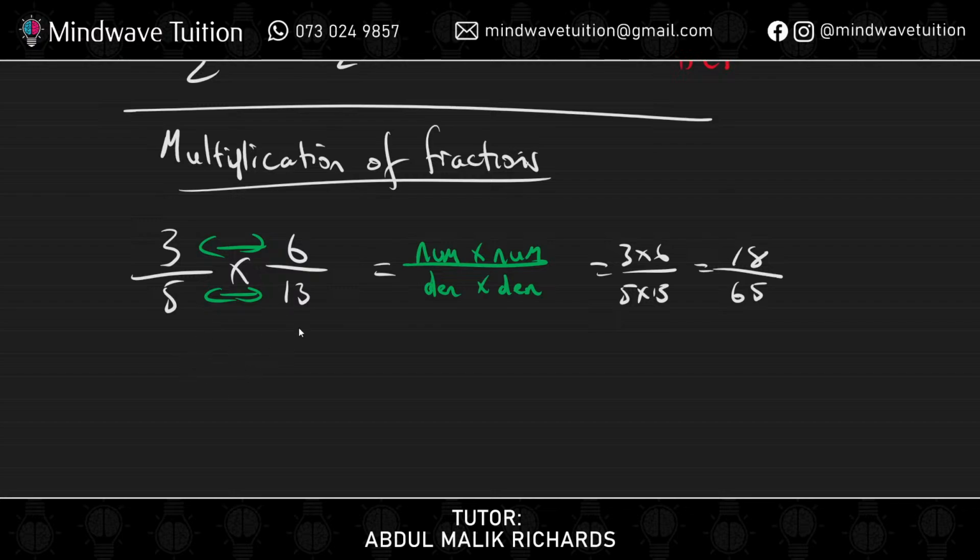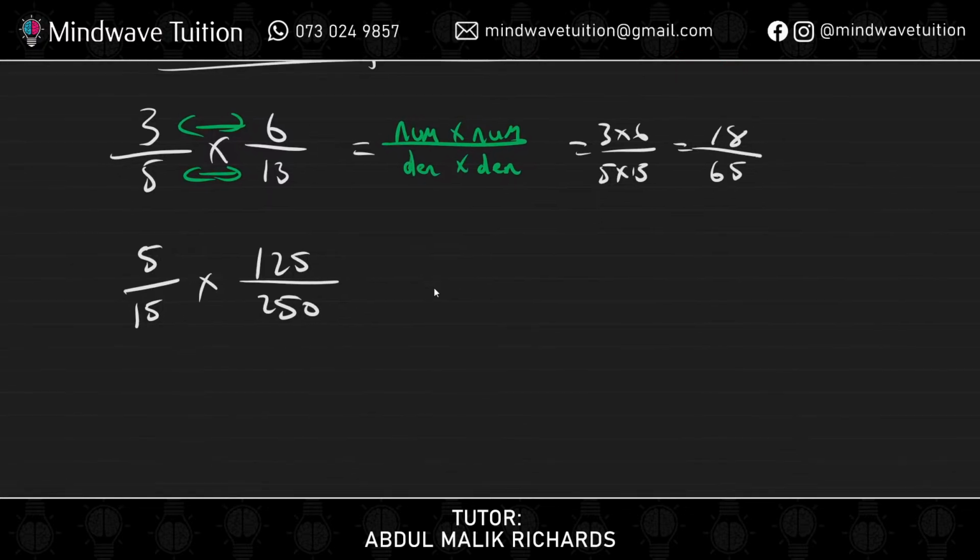Same thing over here though. If you have, let's say, 5 over 15 multiplied by, I'm going to use the same one as before, 125 over 250. Again, simplify. So write down the factors of 5, write down the factors of 15, and you'll find that 5 is the highest common factor. And we did this one earlier, which is 125.